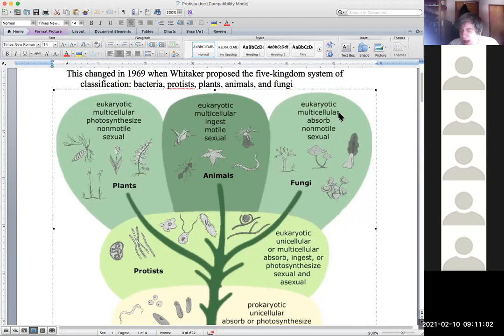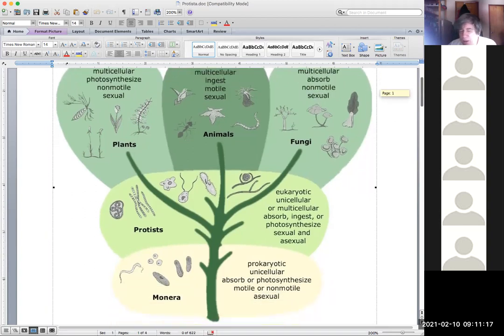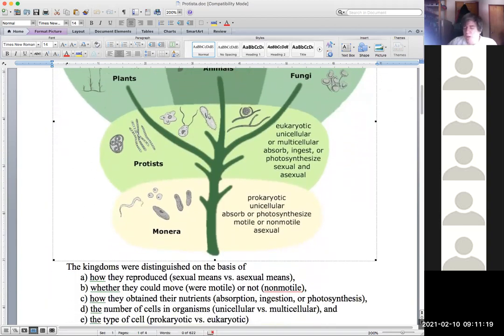And this says that fungi are multicellular. But notice there's a whole group of fungi that are single-celled or unicellular. And that's a group called the yeasts. So the yeast that we bake with or that cause yeast infections, or that we use in brewing alcoholic beverages, those are single-celled organisms.